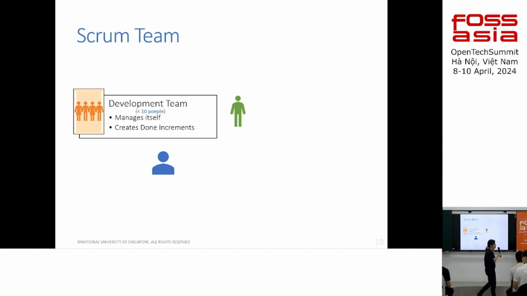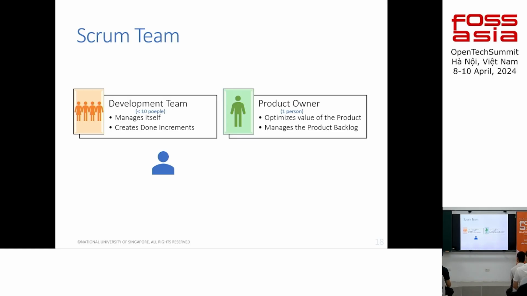Okay, so why a development team? In Scrum, a development team is basically a team that manages itself. The manager does not give you any work. It does not assign you jobs. The team itself will assign themselves their work and their jobs. That's what we mean by manages itself. And the team itself creates the done increment. We'll talk a little bit more about the done increment later.